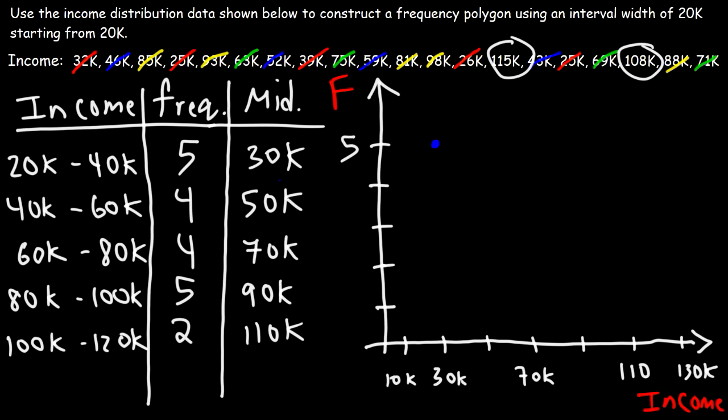And then at a midpoint of 50k, the frequency is 4. And then at 70k, it's also 4 as well. And then at 90k, it's back up to 5. Now at 110k, it's down to 2.